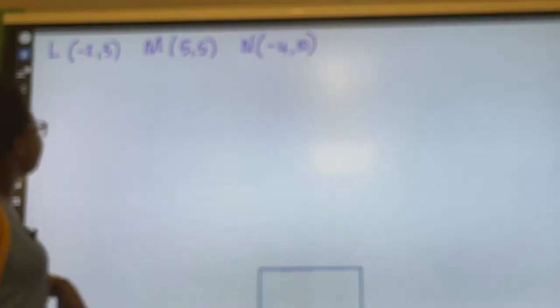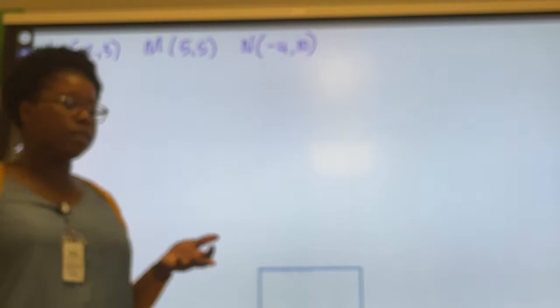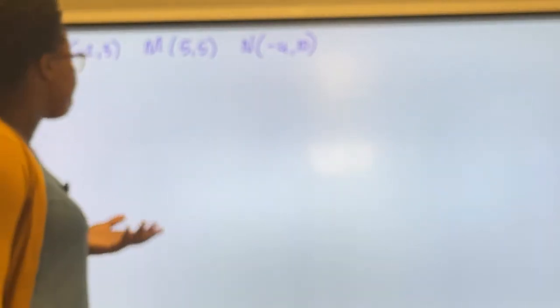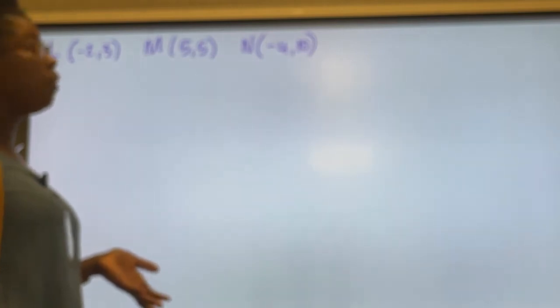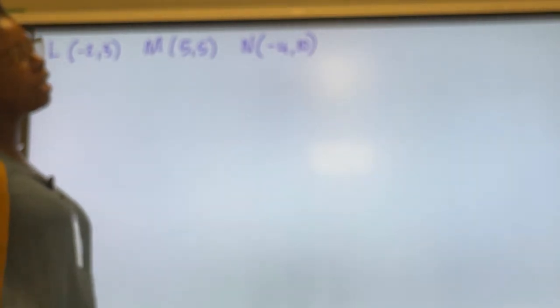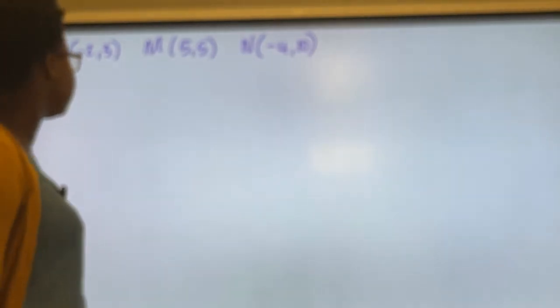So we could also be given the length of three sides to determine if the angles are equal or the lengths are equal. So we classify this by sides.